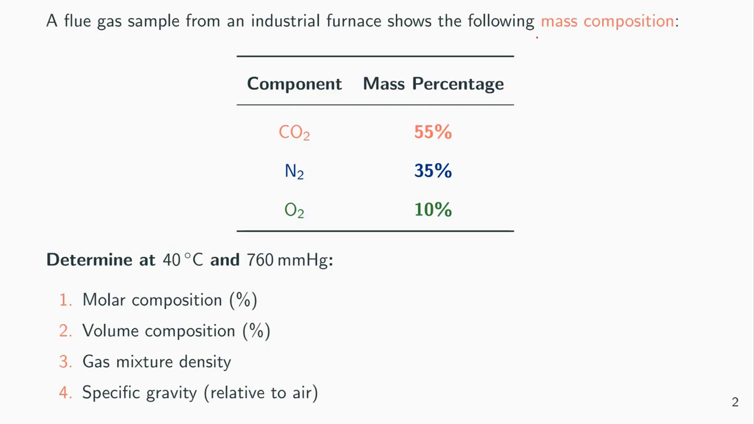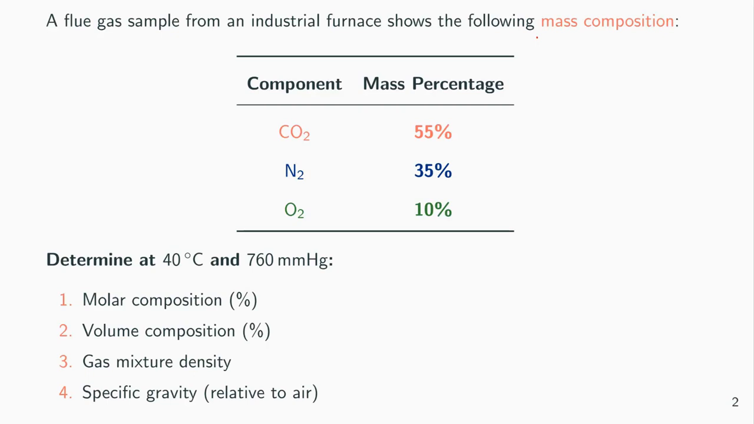We have a flue gas sample from an industrial furnace with a specific mass composition. Look at this percentage: 55% carbon dioxide, 35% nitrogen and 10% oxygen by mass. Now our goal is to find four key things at 40 degrees Celsius and 760 millimeter of mercury pressure.